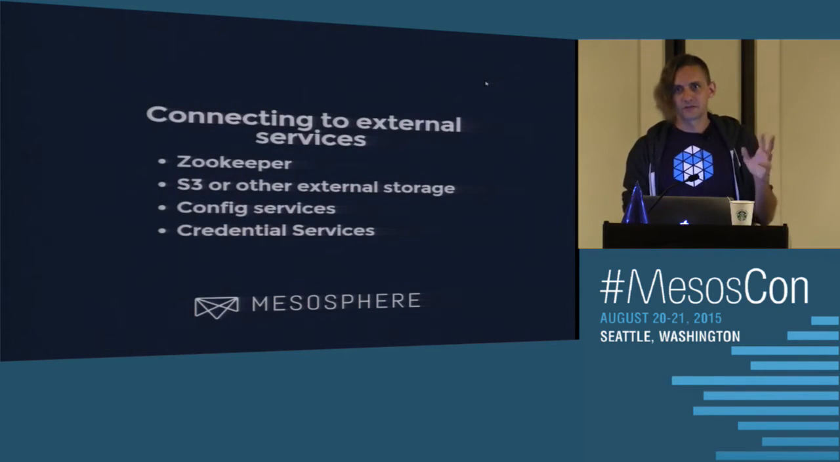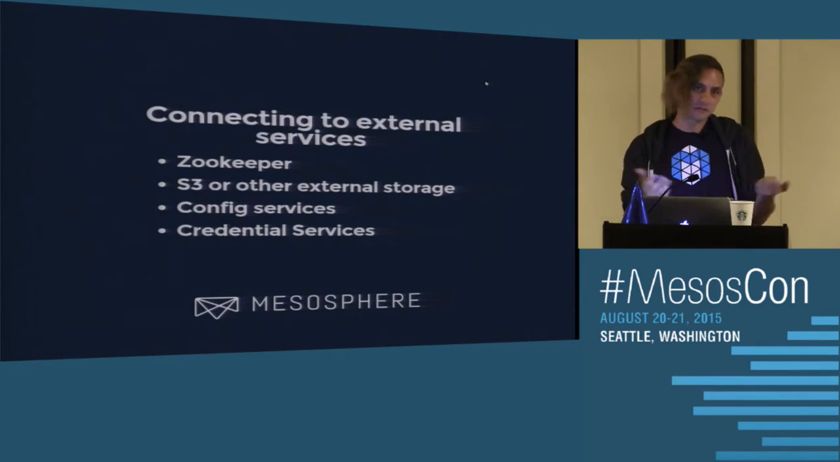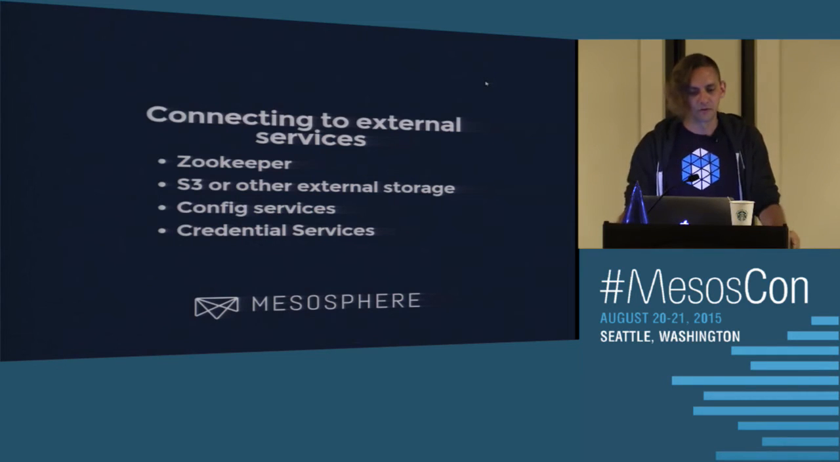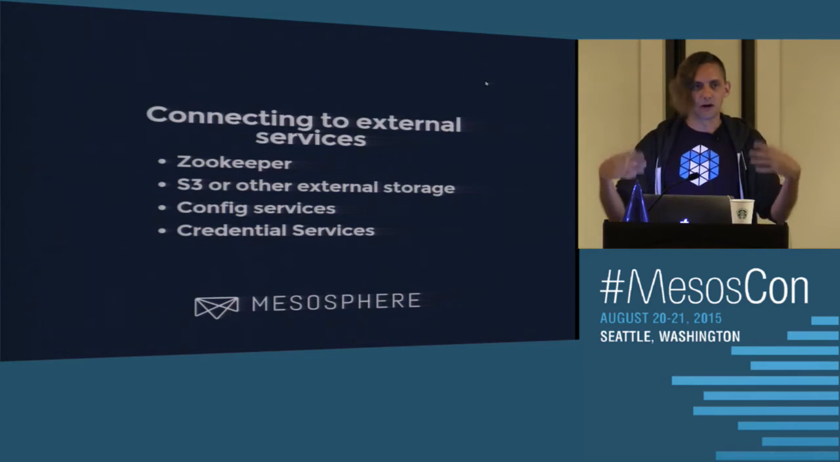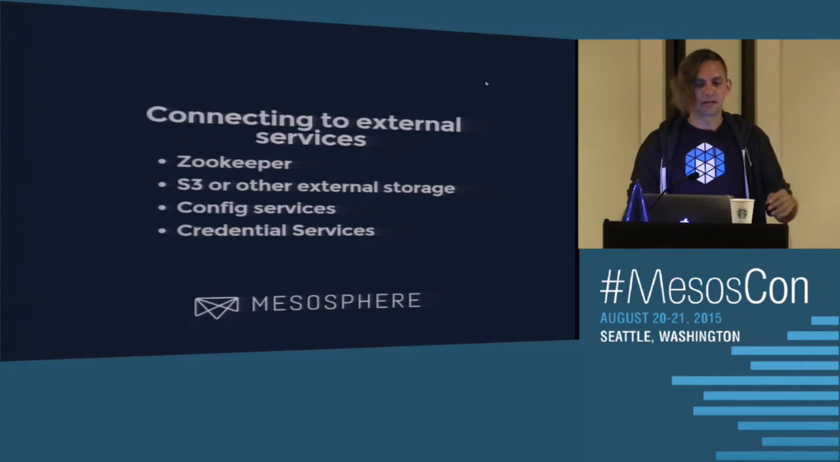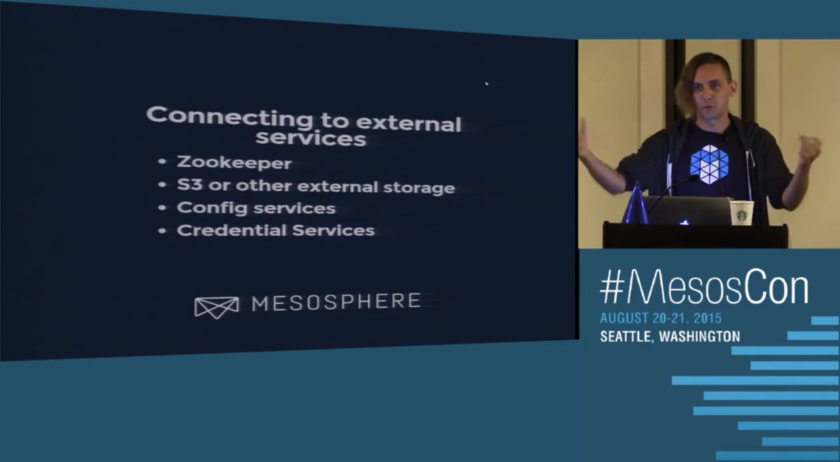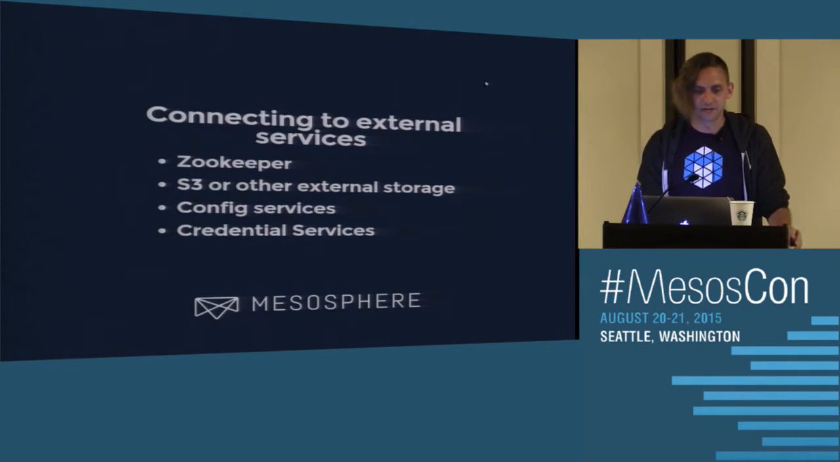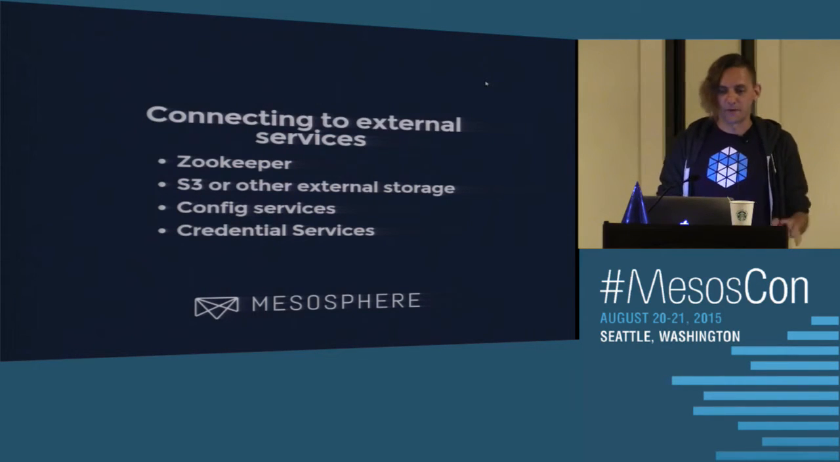Then there are all these external services that your Mesos cluster might have to talk to. Zookeeper, for one. A lot of people end up putting that within the firewall, but conceivably it could be outside of the firewall too. You might have S3 or some other external storage where you're pulling all your artifacts from and keeping your data. So you're going to need to connect to that as well. Configuration services, a good way to make sure that each task can be different by pulling down some sort of differentiating configuration. And credentials, you're going to have to get those distributed around somehow.